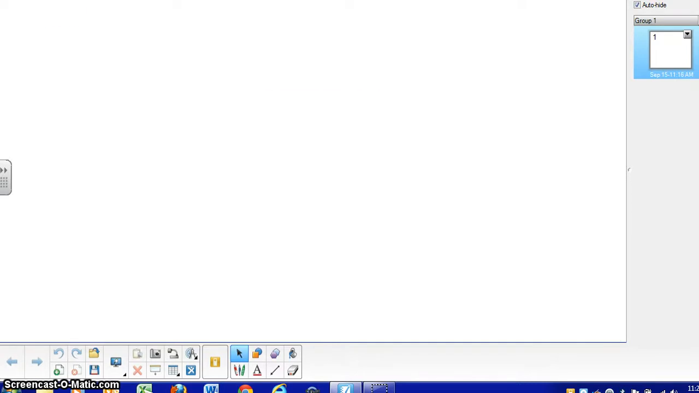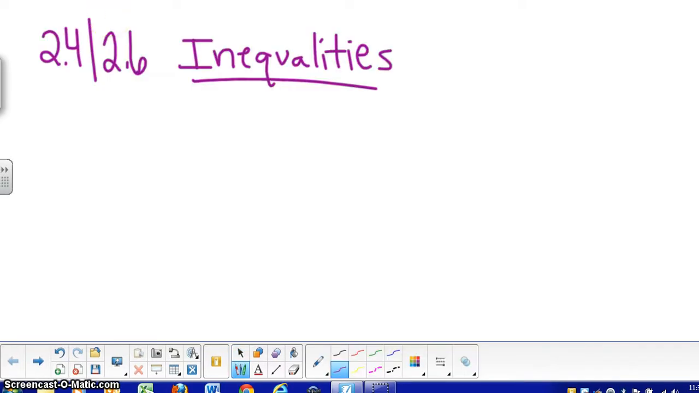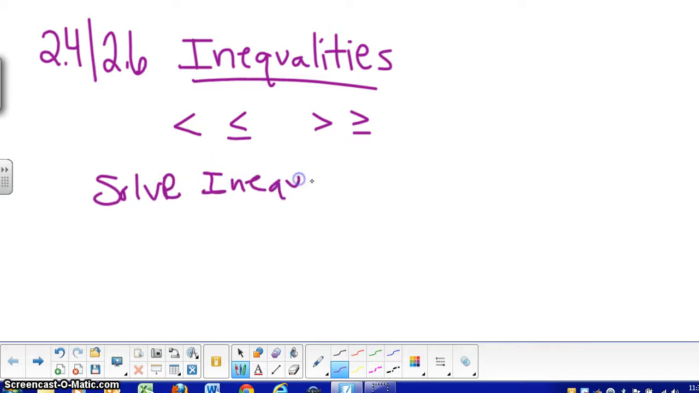The answer will be at the end. So in today's lesson 2.4 and 2.6, it's all about inequalities. And the inequalities we're going to be studying are less than, less than or equal to, greater than, and greater than or equal to. These inequalities will help us find and solve the few examples that we're going to be doing today. So before we solve the inequalities, there's just a couple things that I want to go over first.